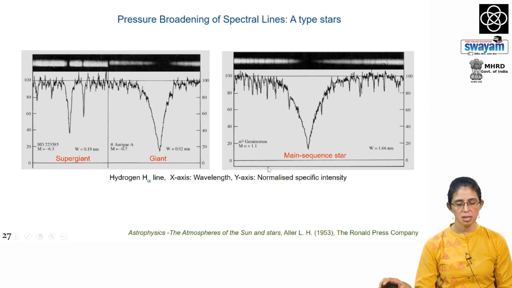This can be seen here. For example, on the left is shown a supergiant, in the middle is shown a giant, and on the right is shown a main sequence star. All the three spectral lines, the main spectral lines, correspond to the H alpha line. One can see that the width of the supergiant is narrower than that of the giant, which in turn is narrower than that of the main sequence star.